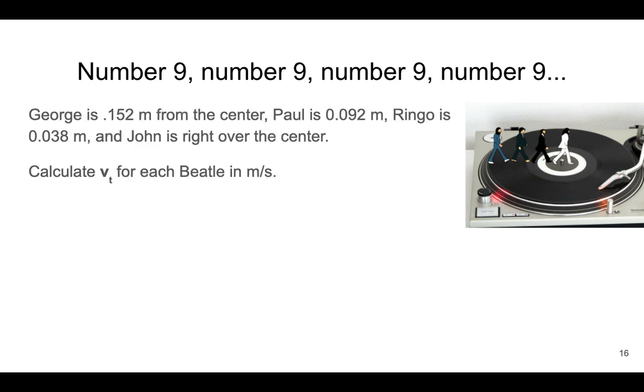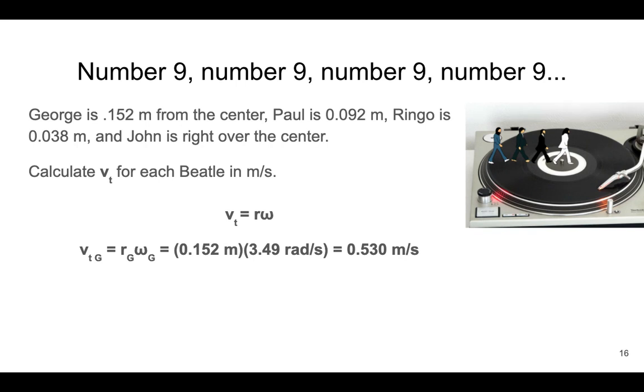So now we know omega, and we want to calculate tangential velocity for each of the beetles. Have we got a formula for tangential velocity? In fact, we do. The formula for tangential velocity is v tangential equals r omega. We just figured out omega, and omega is the same for each of the beetles, but each of the beetles is standing at a different radius from the center. So you solve it for George, you plug in those numbers. George has that tangential velocity.